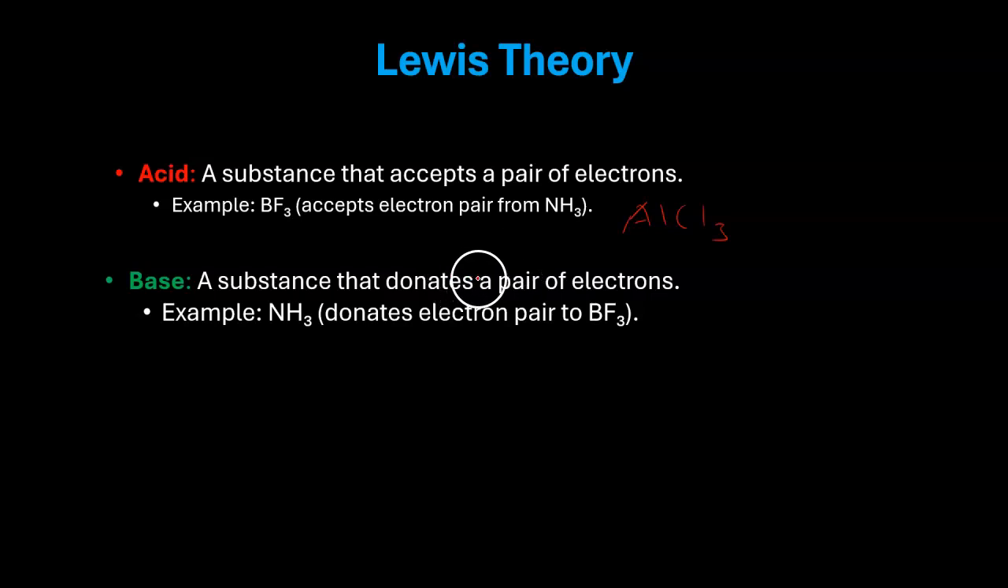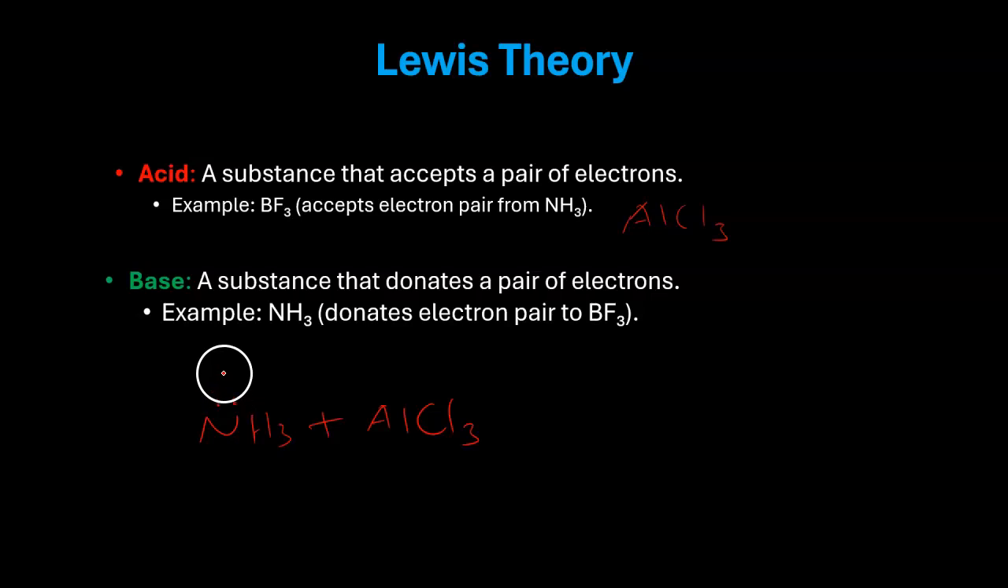And bases are the substances that donate an electron pair. Again, the example here is NH3. So it can be understood that NH3 has a lone pair of electrons, nitrogen will always have a lone pair of electrons, and AlCl3. If there is a reaction between AlCl3 and NH3, it will form a complex.